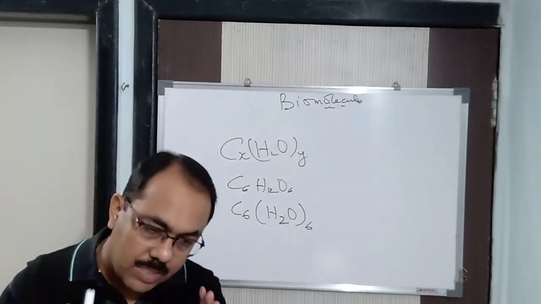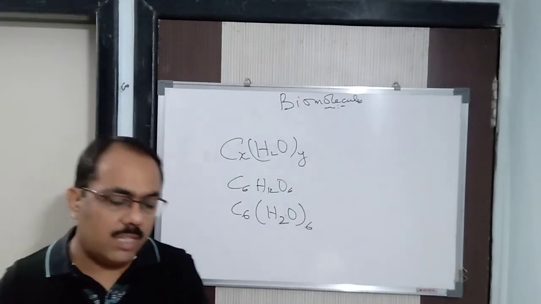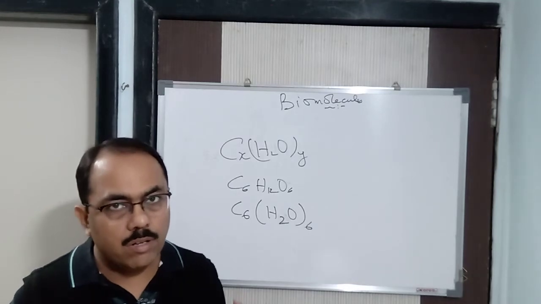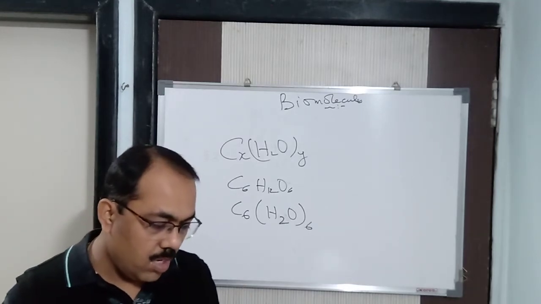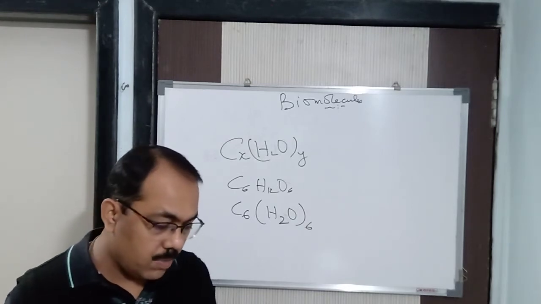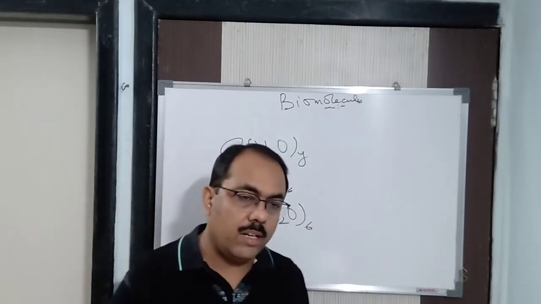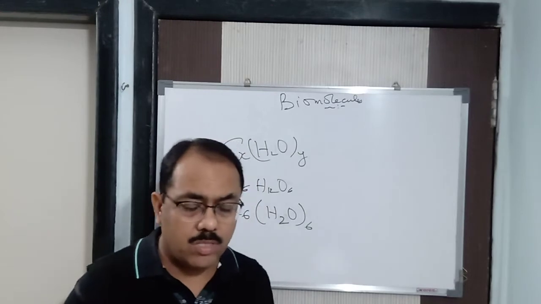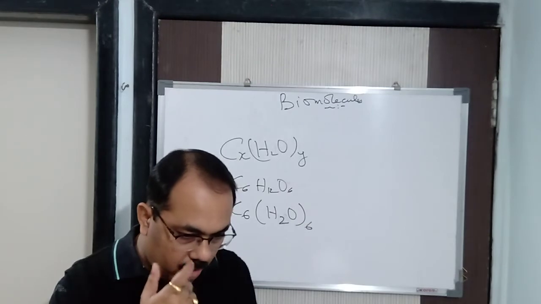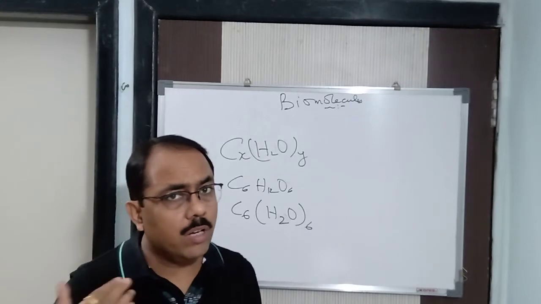Now coming to the definition, carbohydrates are polyhydroxyaldehydes or polyhydroxyketones. They are large polymeric molecules which upon hydrolysis yield polyhydroxyaldehydes and polyhydroxyketones. As I said, it may contain an aldehyde group or a ketone group.